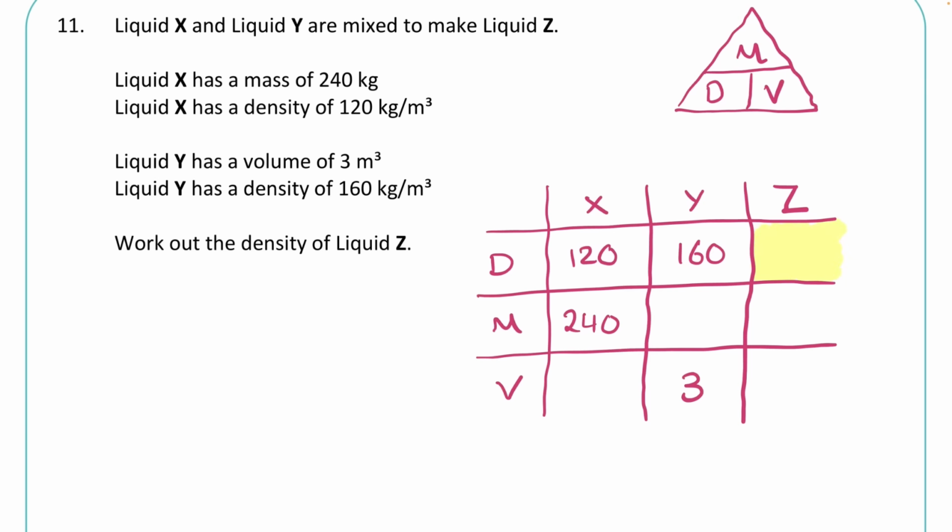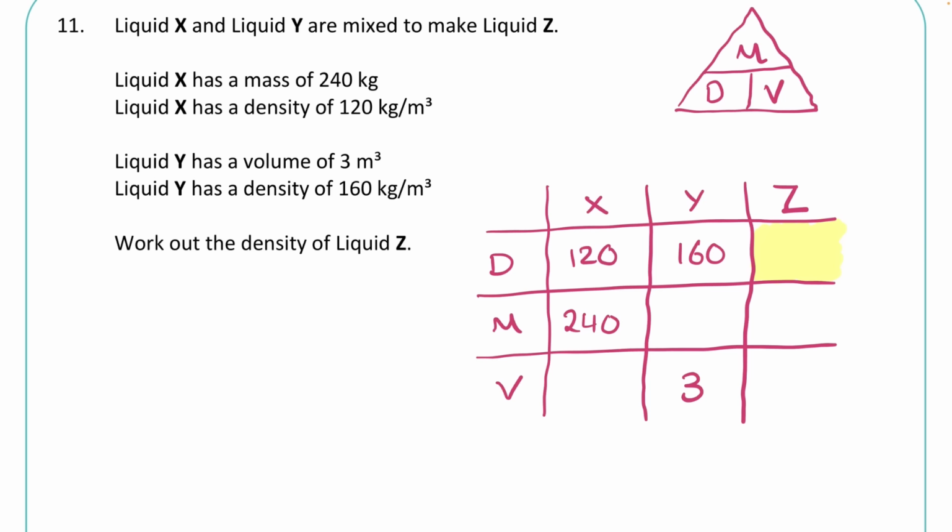Now remember, densities cannot be added together. When they are mixed together, we create a bit of an average between the two, and we're going to find out what that is. The only way to calculate a density is to get the total mass and the total volume, and then use our formula. Density is equal to mass over volume.